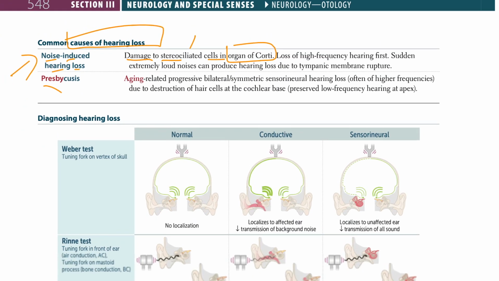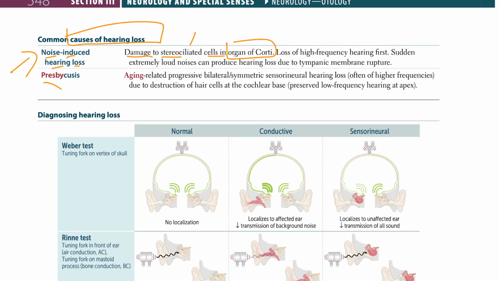So here all we have is damage to the stereociliated cells in the organ of Corti, which leads to loss of high frequency hearing first. Sudden, extremely loud noises can produce hearing loss due to tympanic membrane rupture. So a patient presents, okay, whenever they have an extremely loud sound or loud noises, they go into hearing loss. And that can be because of the tympanic membrane rupture.